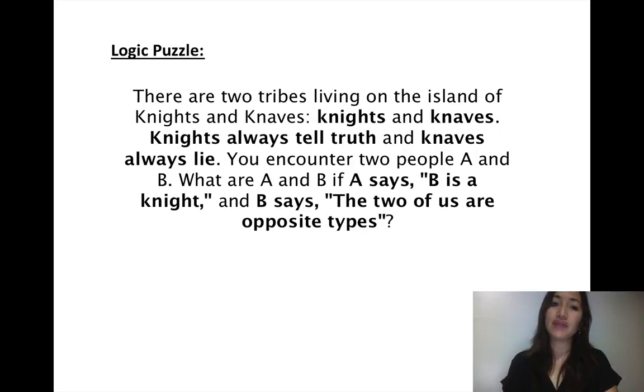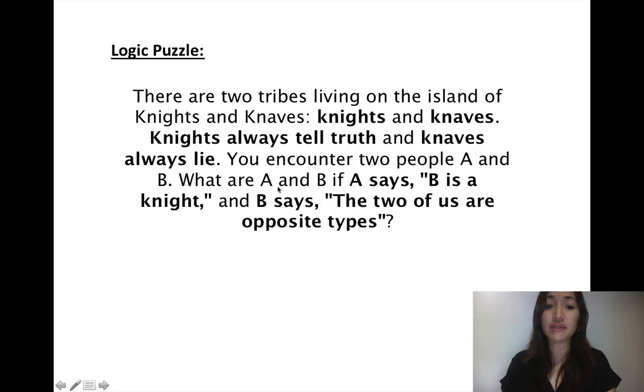Here's the puzzle. There are two tribes living on the island of Knights and Knaves. Knights always tell the truth and Knaves always lie. You encounter two people, A and B. What are A and B if A says B is a knight and B says the two of us are opposite types? From that statement, we don't really know if A and B are telling the truth or not.